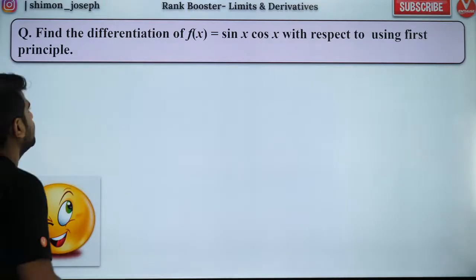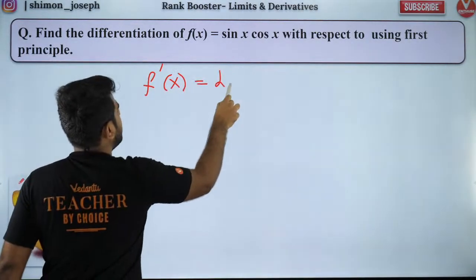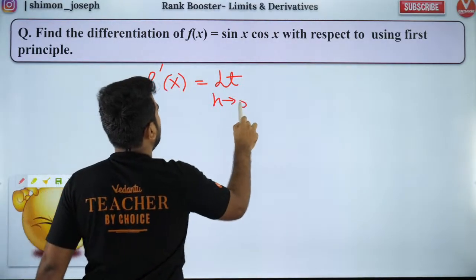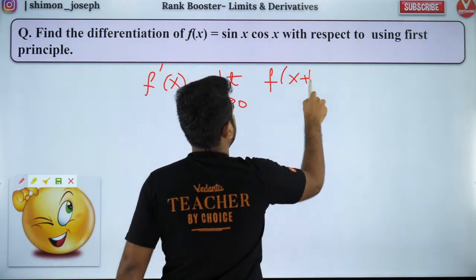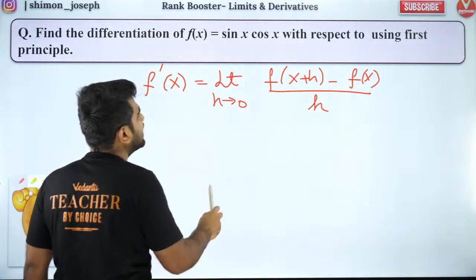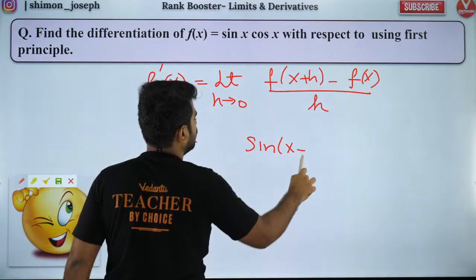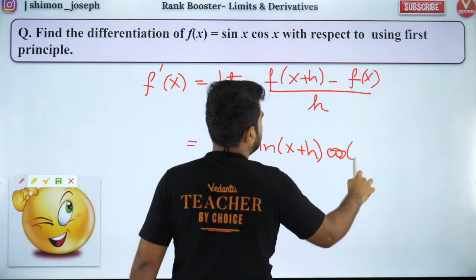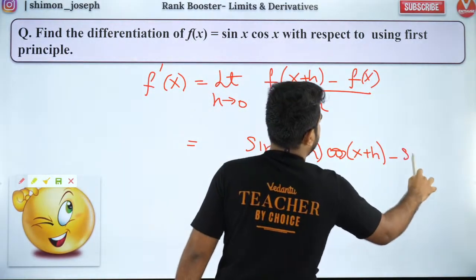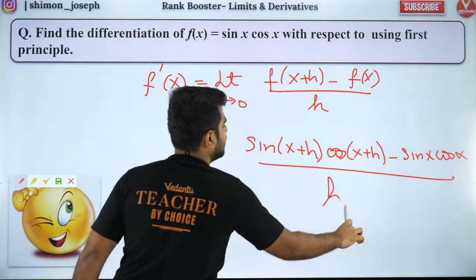So how will you do it? The derivative of f of x, which is f dash of x, is equal to limit h tending to 0, f of x plus h minus f of x divided by h. Is that correct? So I will have sine of x plus h into cos of x plus h minus sin x cos x divided by h. Are you all clear with that?